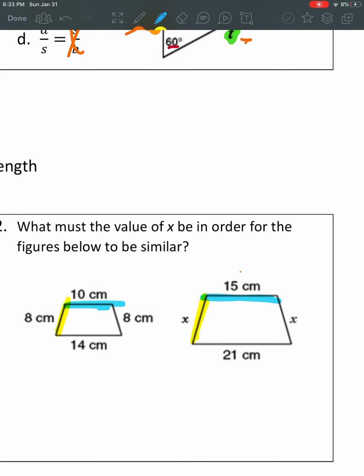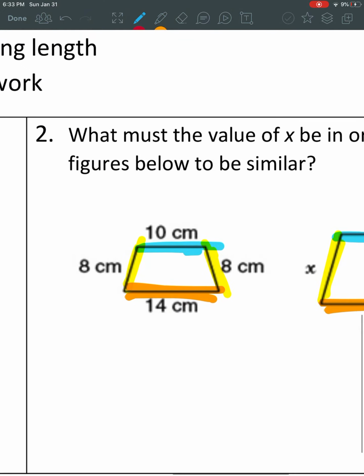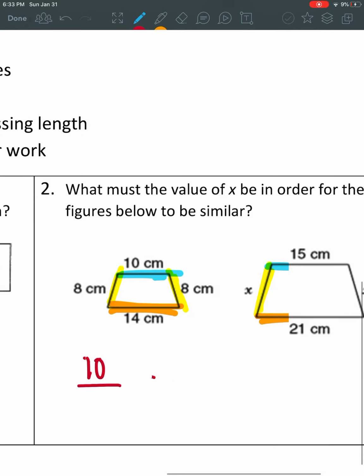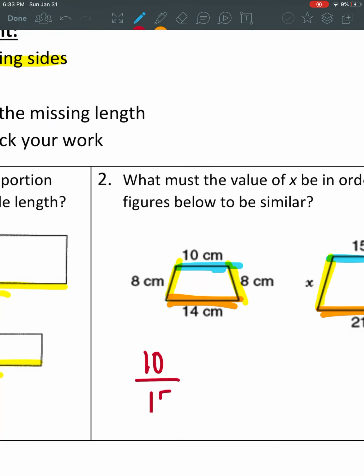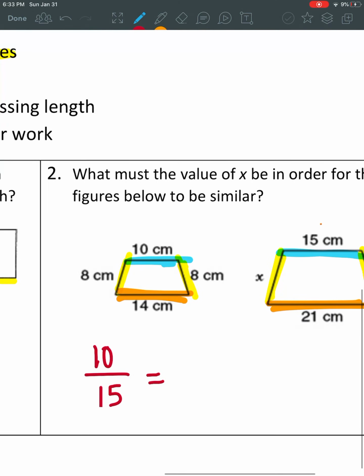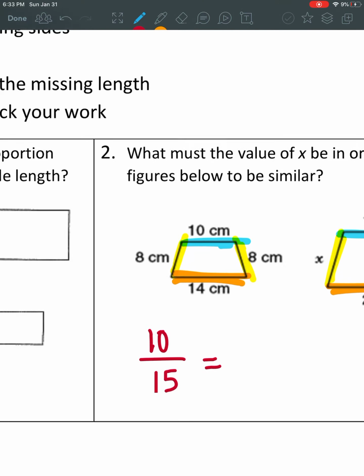Okay? What must be the value of X? So let's find some corresponding side lengths. 15 matches up to 10. 8 matches up to X. Notice the 8 and the other X are the same. And then we have that bottom base, 14 and 21. So we would want to set up our proportion. We're first going to take a side length from this first trapezoid. So let's just go with the top 10, and that is the corresponding side length to the second shape, 15. So there we set up our first fraction.